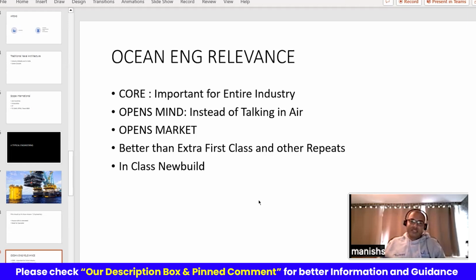Also, it opens the market. If you do a degree from IIT or outside, it is your face. You have made it easier for employers to recognize you, and you can fine tune and try different jobs, different markets which exist within the ocean industry. As I said, ship management is only maybe 5% of the industry or even less.